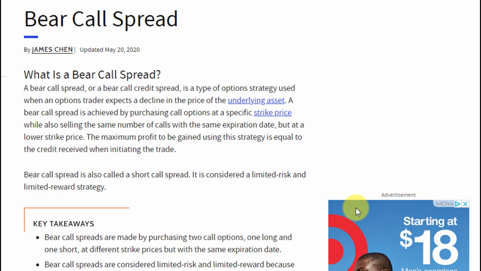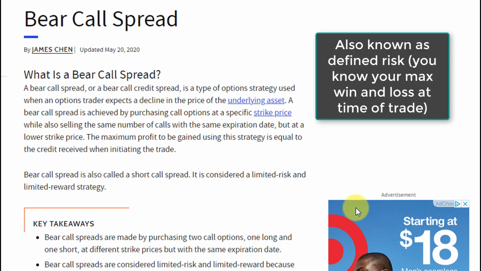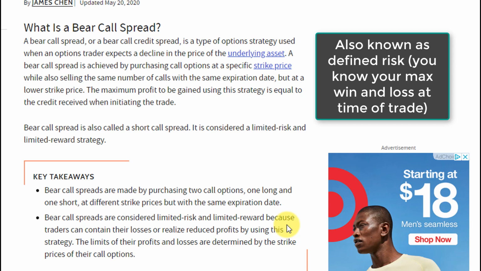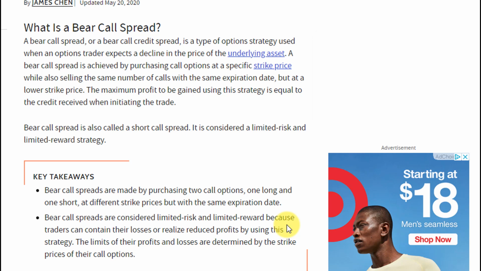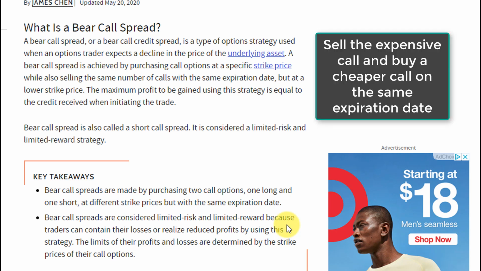So in this video, we're going to talk about just bear call spreads, also known as credit call spread, short call spread. They're all the same thing. Basically, it's a limited risk, limited reward strategy that can be used where you don't have to use as much capital. So really the trade involves purchasing 2 call options on the same expiration date. And basically what you're doing is you're selling the closer to in the money option, and then you're buying the further out of the money option.